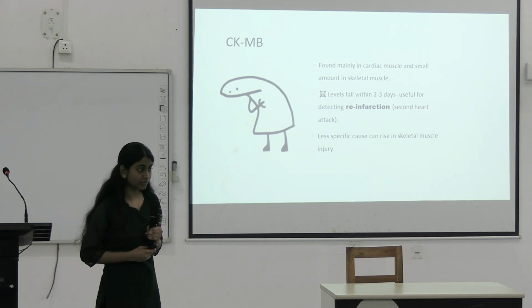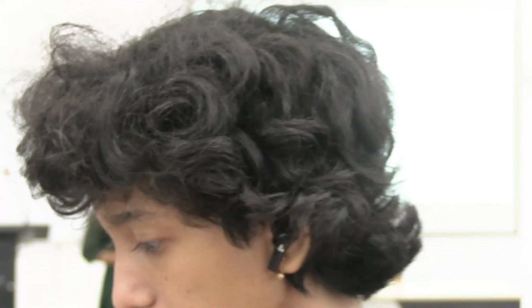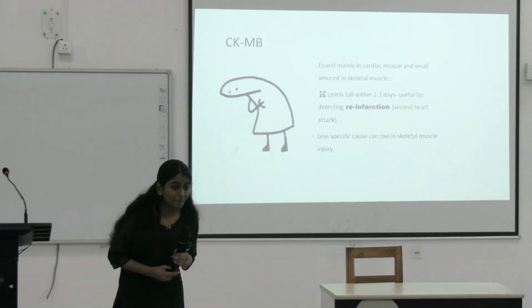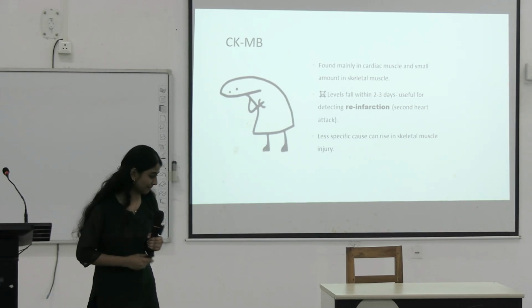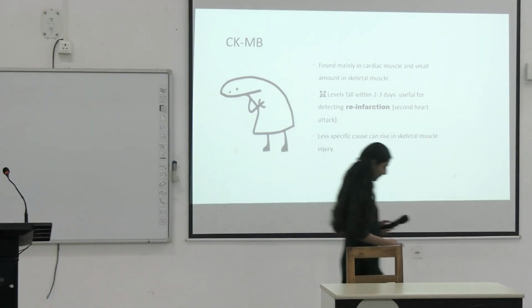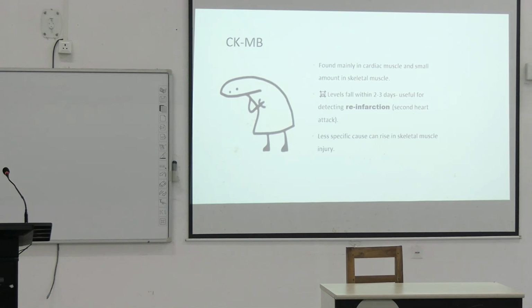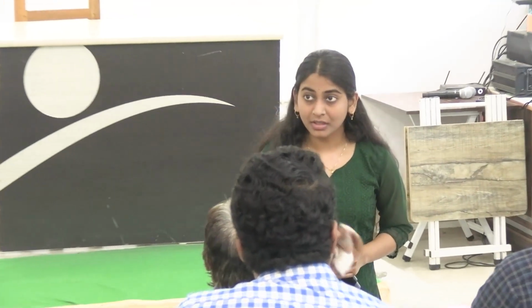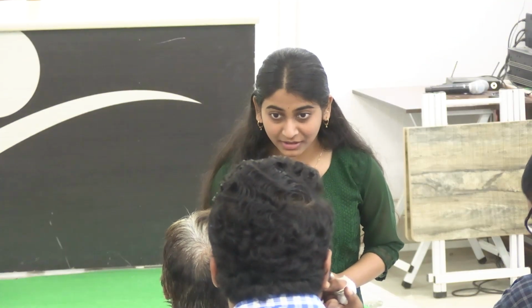CPK and CPKMB, how do they differ? What do you mean by total CPK? Total CPK is a function of 3 isoenzymes. What are those? MM, MB, and BB. BB is from the brain. Then total CPK rises.